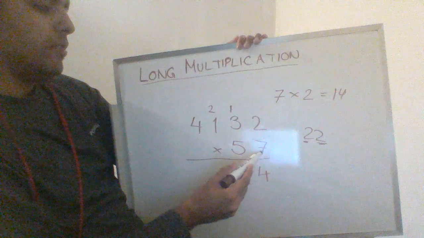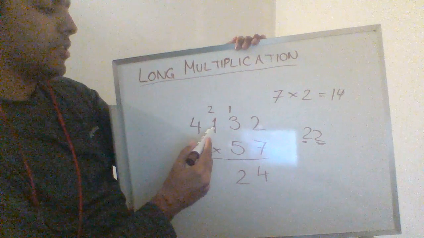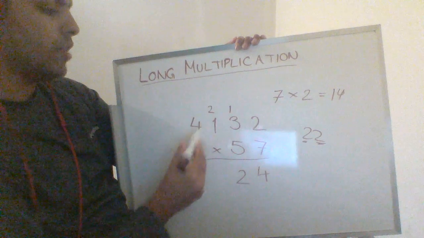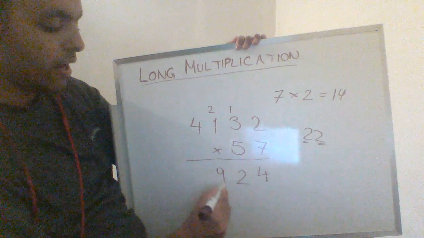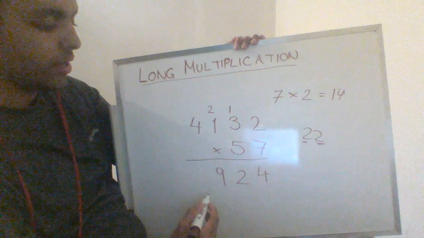Now, we do 7 times 1. 7 times 1 is just 7, plus 2. 7 plus 2 is 9. Since we're not carrying anything, we can just put the 9 there, and we're done.